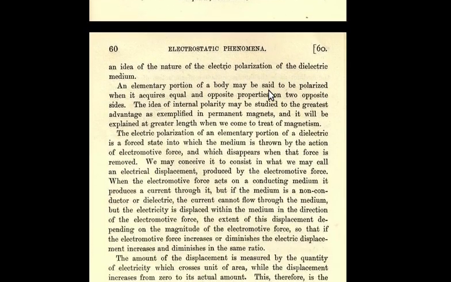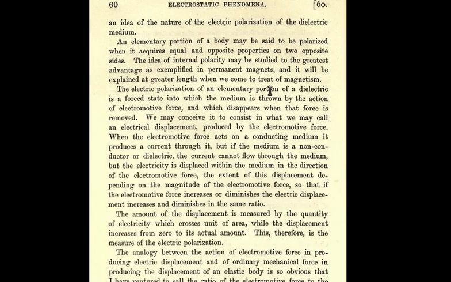An elementary portion of a body may be said to be polarized when it acquires equal and opposite properties on two opposite sides. The idea of internal polarity may be studied to the greatest advantage as exemplified in permanent magnets, and it will be explained at greater length when we come to treat of magnetism. The electric polarization of an elementary portion of a dielectric is a forced state into which the medium is thrown by the action of electromotive force, and which disappears when that force is removed. We may conceive it to consist in what we may call an electrical displacement produced by the electromotive force.